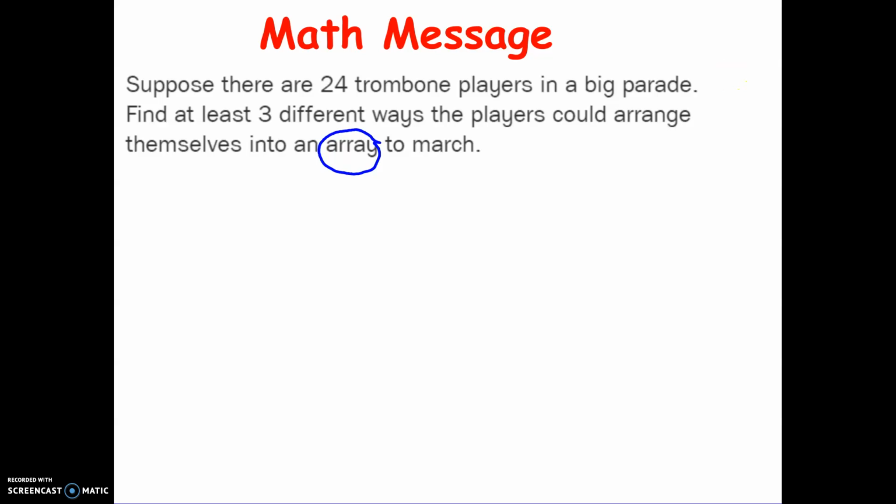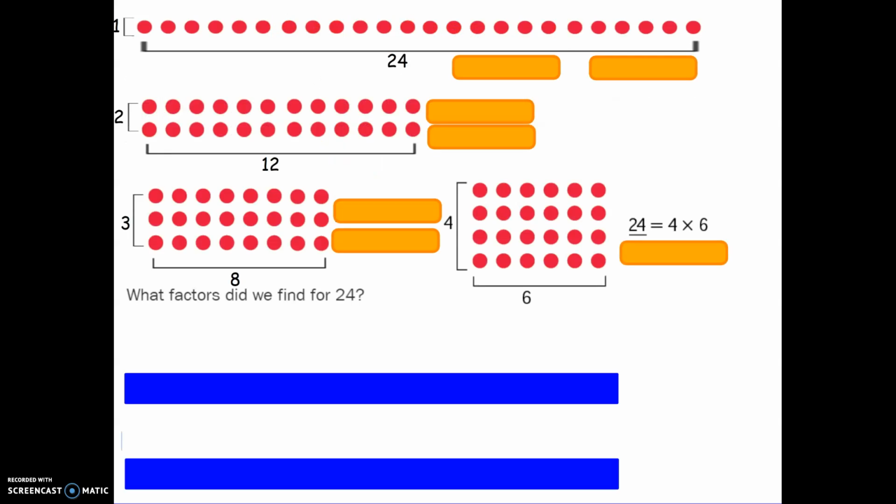Okay, third graders, I'm going to go to my next screen and I'm going to show you some ways that I made arrays to get 24. I came up with 3 different ways. I came up with one long line of 24 trombone players. Well, that's 24. And if I think of number models that go with that array, I could think 24 equals 1 times 24. And 1 times 24 equals 24.